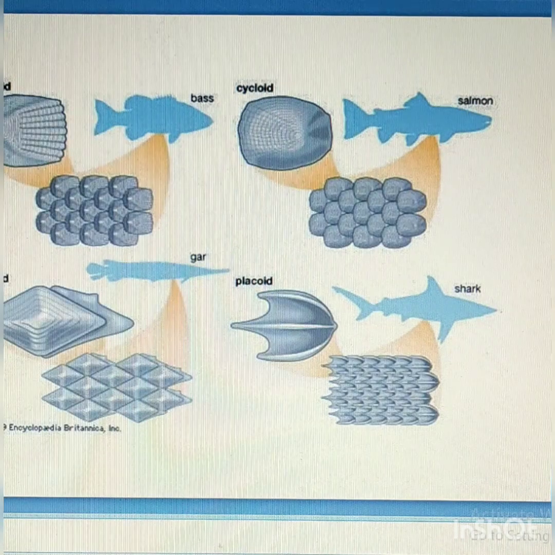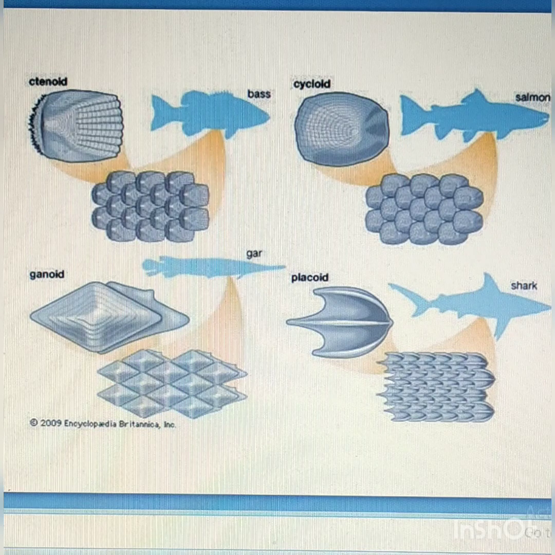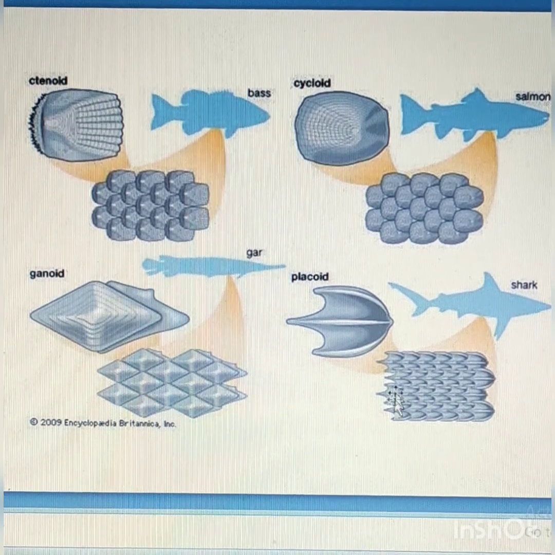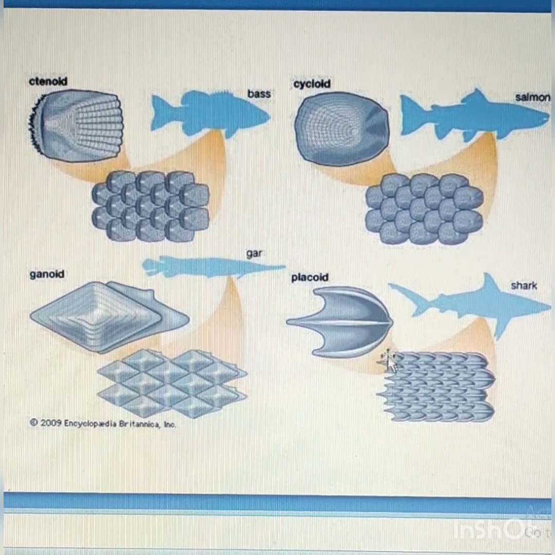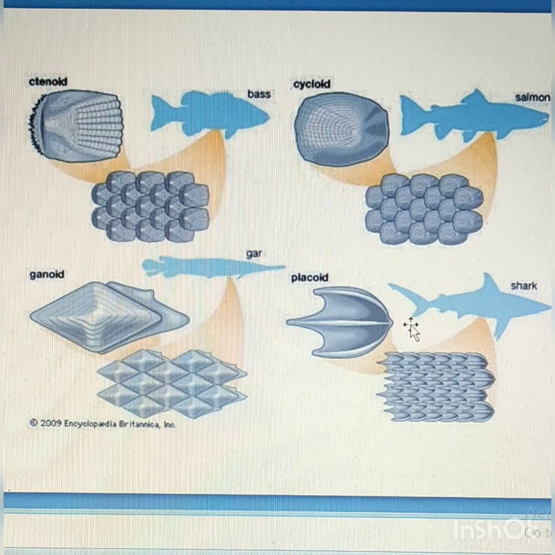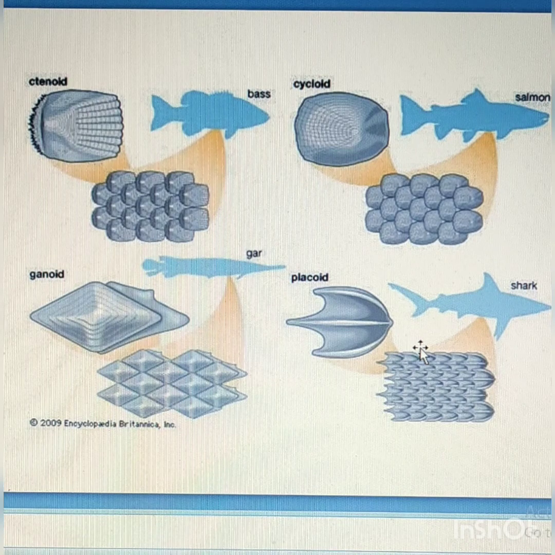So there are mainly 5 types of scales: cycloid, ctenoid, ganoid, placoid, and cosmoid. Cosmoid is similar to placoid but a more fused form. The placoid scale is generally found in cartilaginous fishes, that is sharks, rays, etc. It is also called dermal denticle and is structurally homologous to vertebrate teeth.